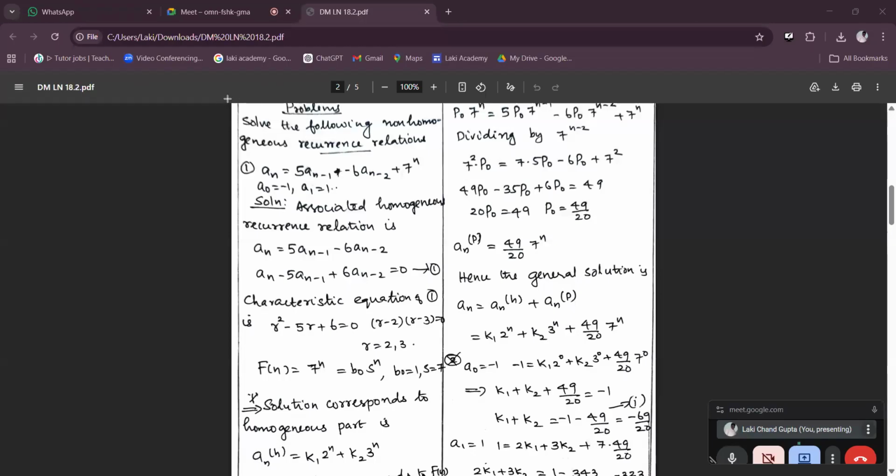Okay. See, this is the first case. If the right side is equal to a raised to n, or anything raised to n, then let's suppose this is c, this is c.